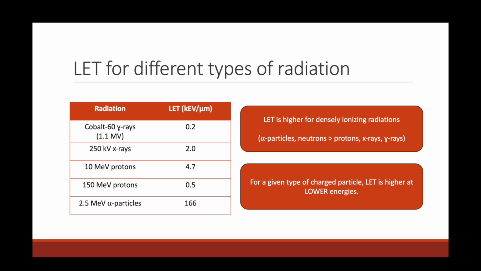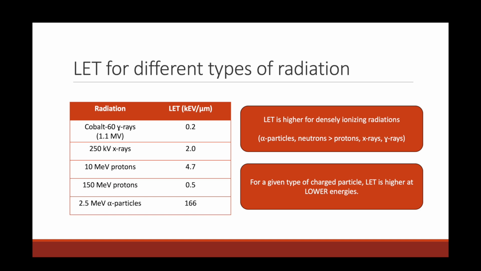So that's how I remember. That's kind of the visual analogy I have for remembering that lower energy particles of a given type of particle have a higher LET. Not to be confused with the higher LET for densely ionizing radiation. So always, always, always, alpha particles are going to have the higher LET compared to things like protons, X-rays, and gamma rays. But within a given energy proton or within a given energy photon, the lower energy particle is going to have a higher LET.